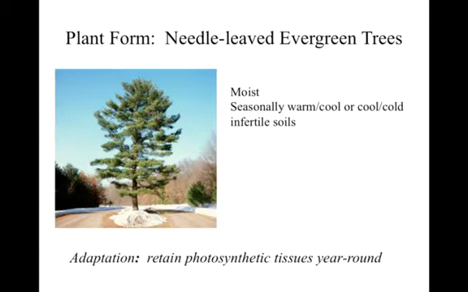If we think about the second plant form, this is needle-leaved evergreen trees. And so these grow in moist environments that are seasonally warm, cool, or cool, cold, very much like deciduous trees. But the difference is that they grow on infertile soils. And it's pretty obvious to see why. The adaptation that needle-leaved evergreen trees have is that they retain photosynthetic tissue year-round. So they don't waste all this sort of material by dropping their leaves. They actually hold on to it. And they hold on to it because they're growing in kind of bad soil where extracting nutrients is hard. So you've got to hold on to every little bit you get. And so again, they're sort of similar in terms of the temperature and the moisture, but the soil conditions are determining whether you have deciduous trees or whether you have these needle-leaved evergreen trees.